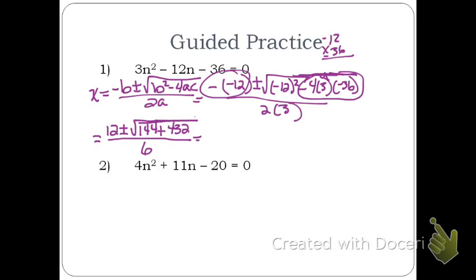Keep on simplifying that radical down. 12 plus or minus the square root of 144 plus 432. That equaled 576, still over 6. So you have 12 plus or minus the square root of 576, which is 24, all over 6.